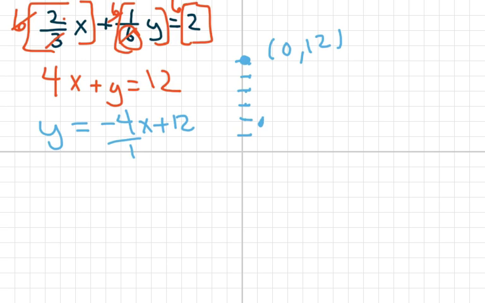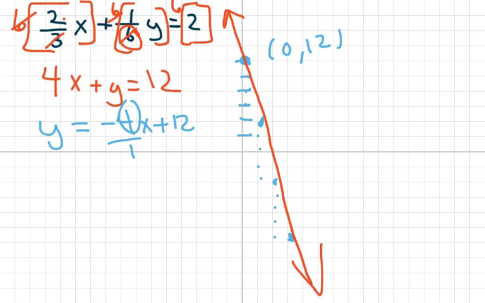I'm going to do it again, 1, 2, 3, 4 over 1, and one more time, 1, 2, 3, 4 over 1. Because it's hard to draw these steep slopes. Remember, the bigger this number is, the steeper the slope. So I'm going to graph this like so. And I notice it's negative, so it's an airplane, like an airplane landing.